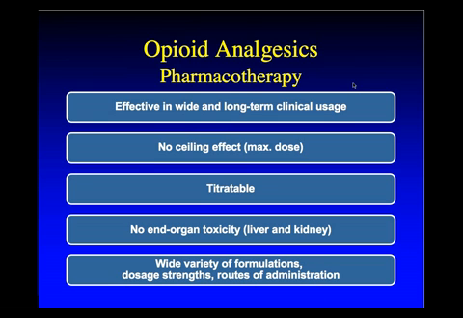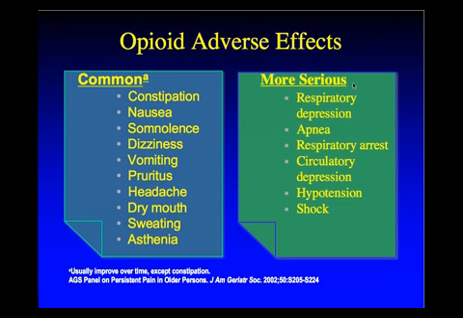You can titrate them very simply and easily. No end organ toxicity, meaning you don't have really a liver and kidney toxicity from these drugs. And you have a wide variety of formulations, dosage strength and routes of administration with many of these medications. Some of the adverse effects with opioids, that's in the next slide.